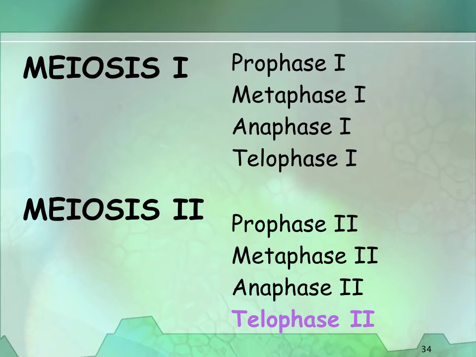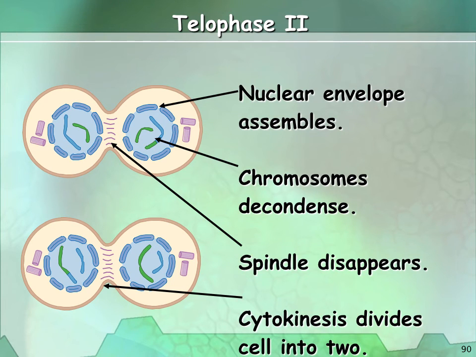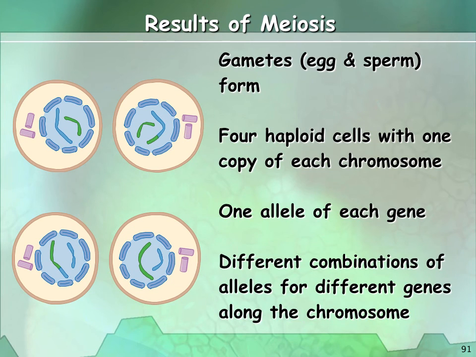During telophase II, the nuclear envelope reassembles, the chromosomes decondense, the spindle disappears, and then cytokinesis divides cells into two. So what are the results of meiosis? You've got gametes being formed, four haploid cells with one copy of each chromosome, one allele of each gene, and then you've got different combinations of alleles for different genes along the chromosomes.